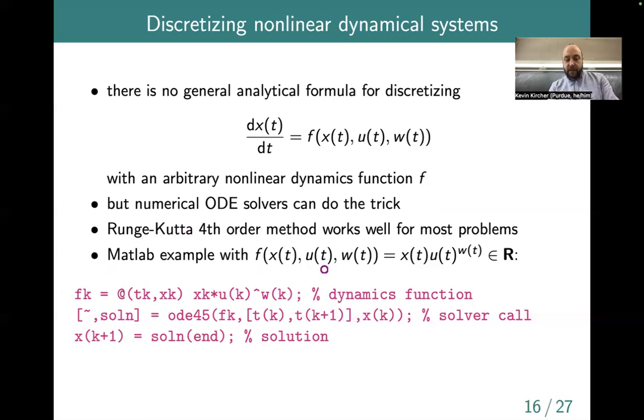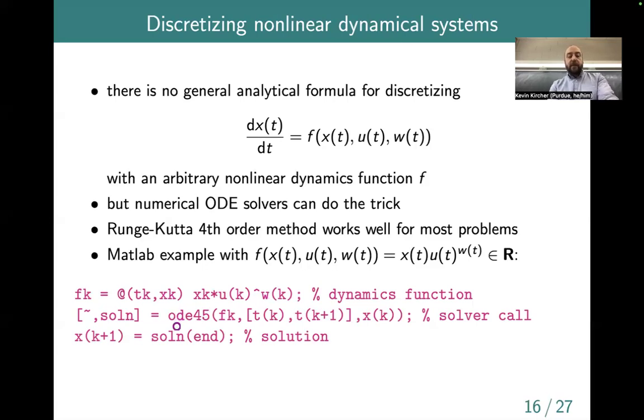If we assume that this function f of x, u, and w has this particular form, there's nothing special about it. I just wrote down something simple and nonlinear so that we could give an example of how to program it in MATLAB. First we define what's called an anonymous function. It says this thing is a function. You give it two inputs, a time and a state, and it gives you back this expression. Here u and w are basically data, parameters defined inside the function, and x is the variable that we feed to the function. It returns the product x times u to the w.